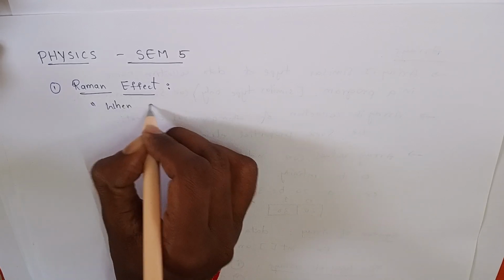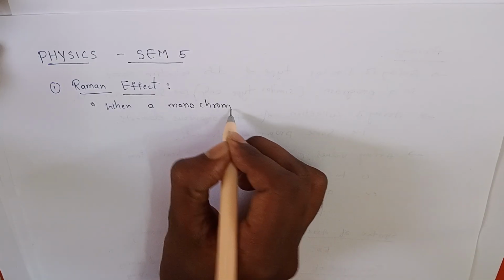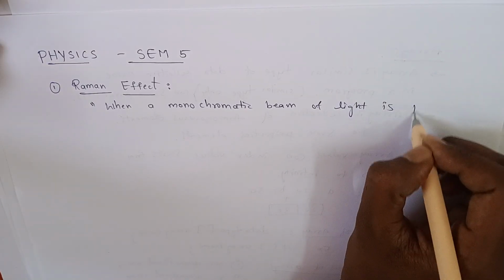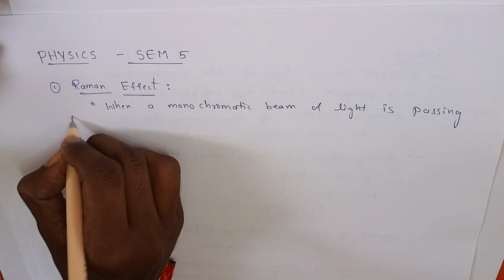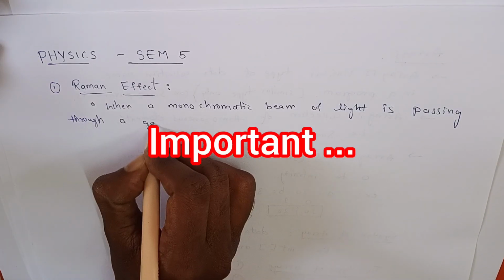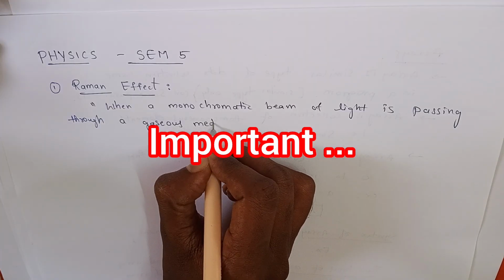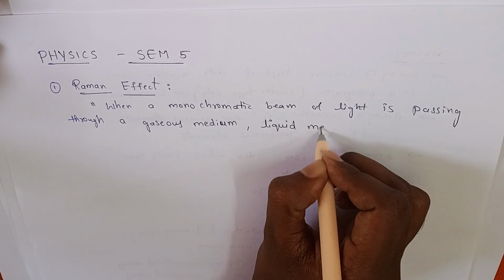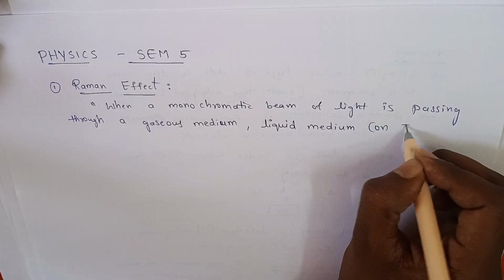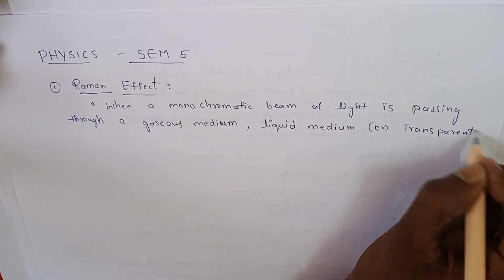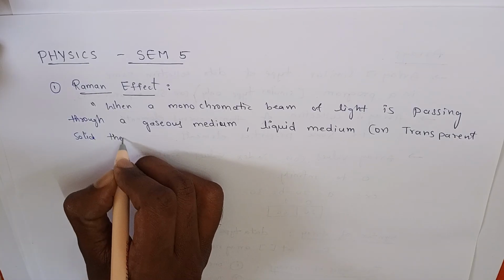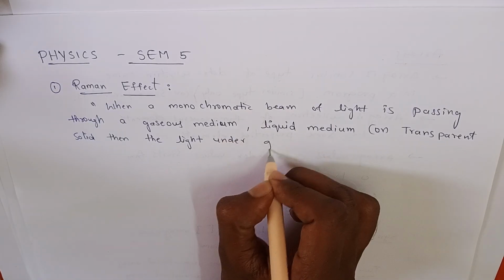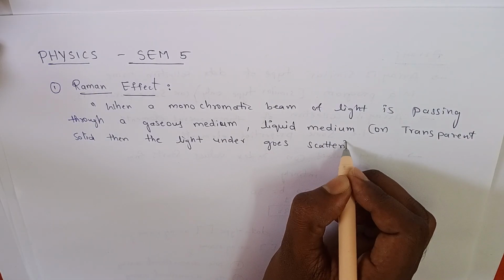When a monochromatic beam of light is passing through a gaseous medium or a liquid medium or a transparent solid, then the light undergoes scattering.